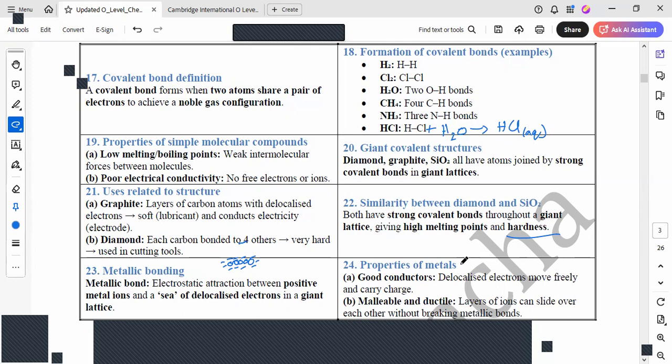Next thing is the properties of metals. Metals are good conductors of heat and electricity because of the freely moving sea of electrons. They carry charge and carry heat from one place to another. Metals are malleable and ductile. Layers of ions can slide over each other without breaking the metallic bond.